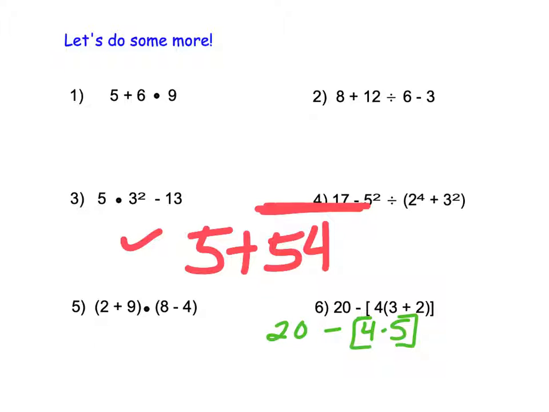Now I will multiply the 4 times 5, which is your 20. And your parentheses go away. It doesn't matter if you keep them, though. You'll be fine. And you're left with 20 minus 20 with an end result of 0.